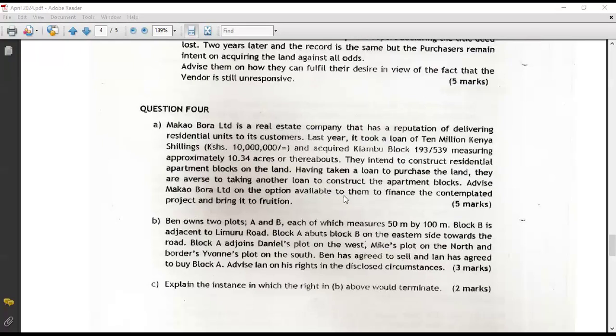Thanks for that. Beyond that, because I've written down the points, is there no expectation of disclosing the documents that will be required? You see, in an exam, you tailor your answer to the question. The question is very specific: Macaobora, on the option available for them to finance. Another question may ask you about the documents required in an off plan. Then you talk about the documents. So in this situation, you did not need to talk about the documents.